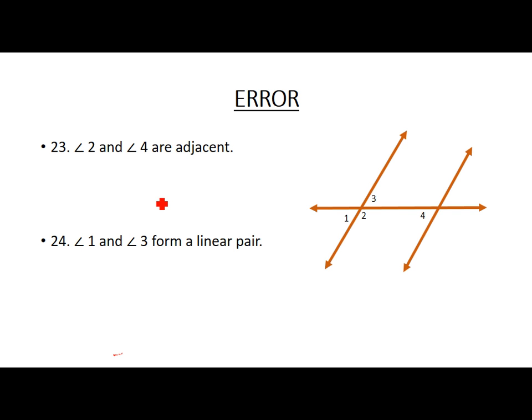These are those two error problems. It says angle 2 and angle 4 are adjacent angles. Is that true? No. The way we could fix it, get rid of angle 4. Angle 2 and what angles are adjacent angles? Angle 3, you could also put angle 1 in there. Angle 1 and angle 3 form a linear pair. Is that true? No. We could get rid of the 3 here. Angle 1 and what angle form a linear pair? 2.